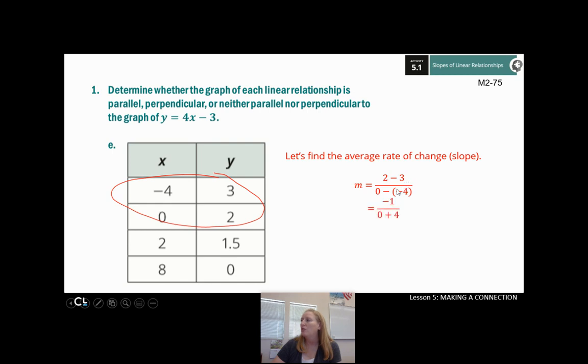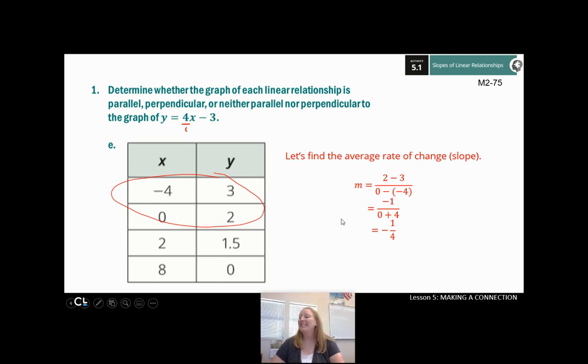Of course, 2 minus 3 is a -1. Double negative here becomes a positive. So 0 plus 4 is 4, and that means I have a -1/4. All right. It's not the same as 4, so it's not parallel. But it is the reciprocal of 4, right? So 4 over 1 becomes 1 over 4. Oh, look, one is positive and one is negative. They are negative reciprocals. They are opposites.